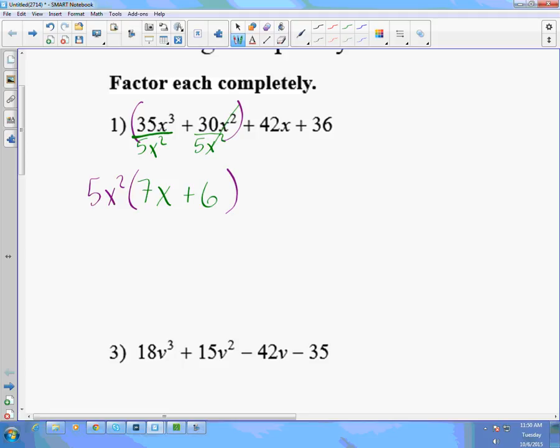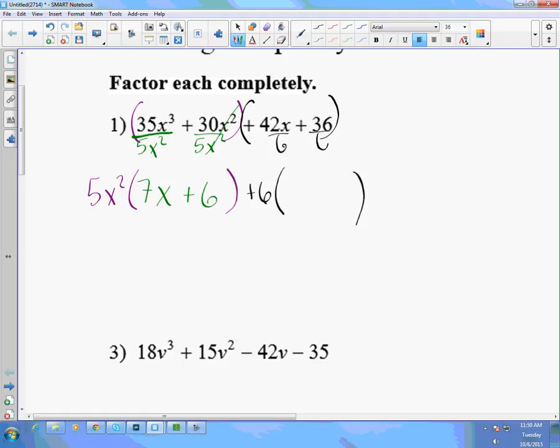Okay, now we're going to do the other 2. Grouping the other 2. Make sure you take the sign, especially with the minus, it's very important to get the sign. Okay, between these 2, tell your neighbor what the greatest common factor is. Between 42x and 36. What do you have? 6. Good. Positive 6. So, we're going to divide it out and write what's remaining.